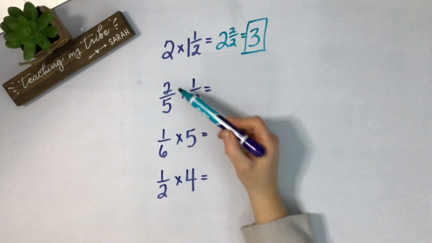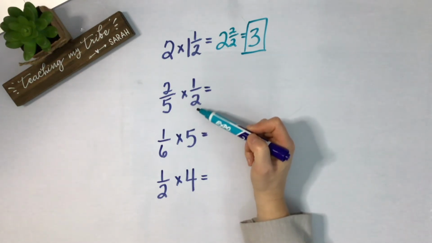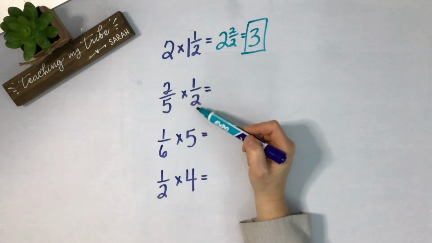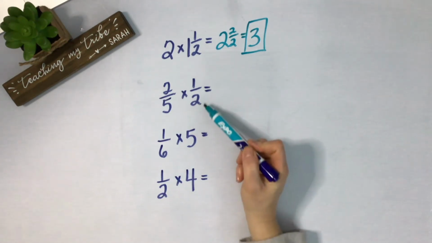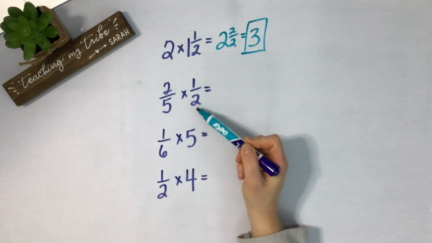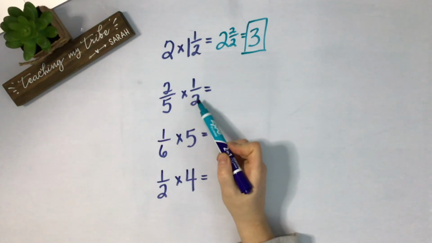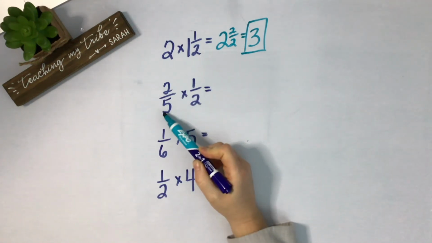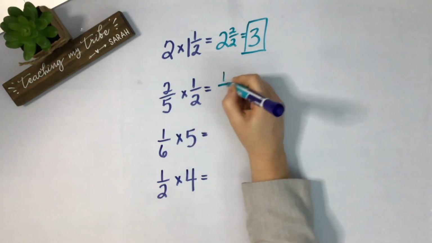Here, I need 2/5 of 1/2. That's a little tricky to think of it just as it said, 2/5 of 1/2. That's not really something that I can imagine in my head. So I can reverse this because I know that multiplication, it's okay to flip it. So I can think 1/2 of 2/5. So if I have 2/5 and I need a half of it, half of 2 is 1, so this would be 1/5.